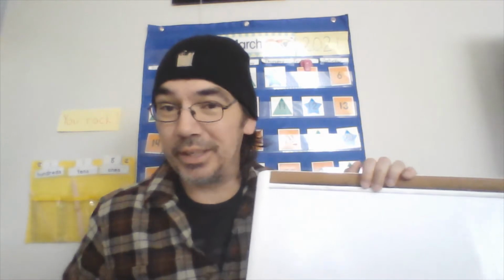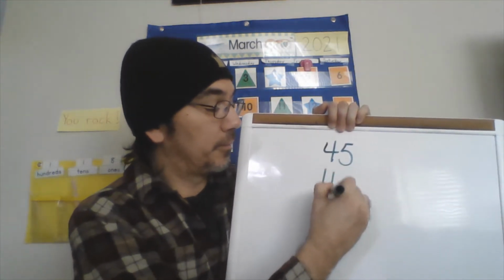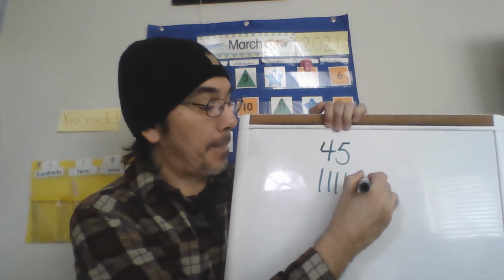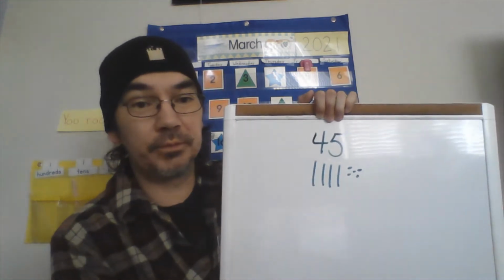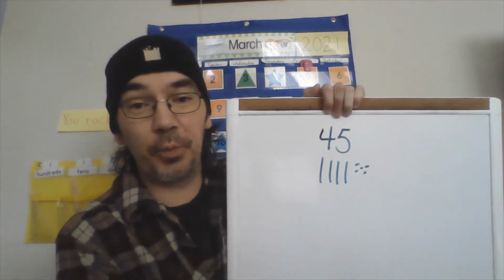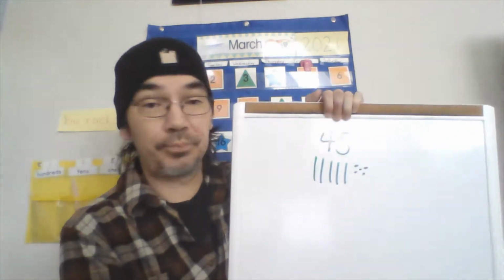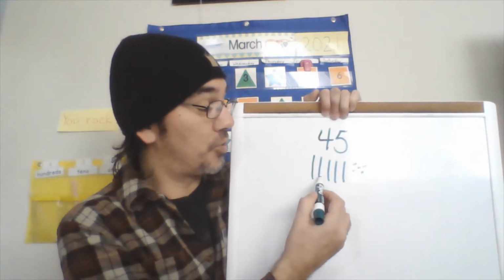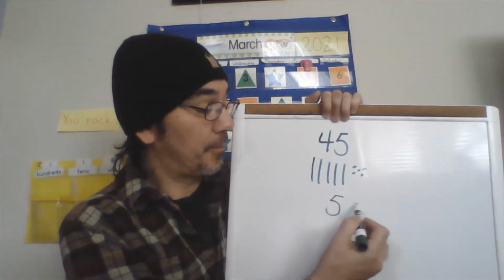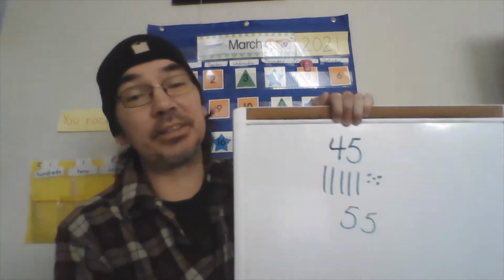What about, will that work on any number? Well, let's see. Here's 45. 4 10s, 5 1s, 45. Okay, what's 10 more than 45? Add a 10. Now we have 1, 2, 3, 4, 5 10s, 5 1s. 10 more than 45 is 55. That's 10 more, right?